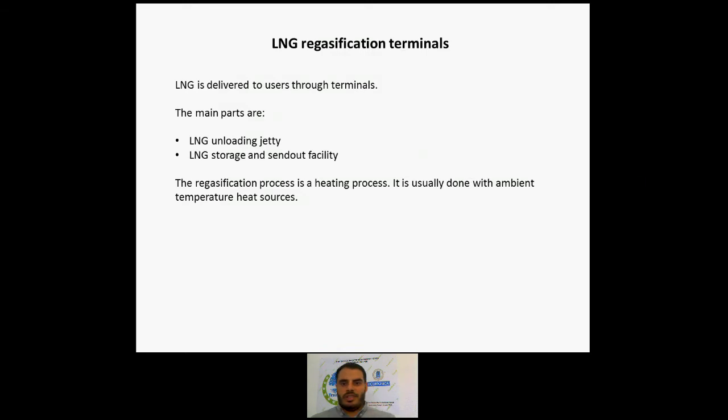Well, now to the LNG regasification terminals, which we have here in the screen. An LNG regasification terminal is where the LNG is delivered to the end users, which typically comprises the LNG unloading jetty and LNG storage and send out facility, along with heating to reconvert LNG back to natural gas. The regasification process is a heating process, typically using ambient temperature heat. Most terminals use seawater for heating, and in some terminals, ambient air is also used.